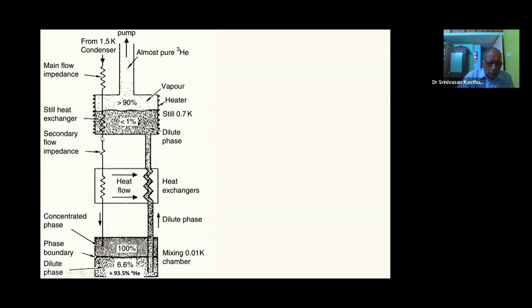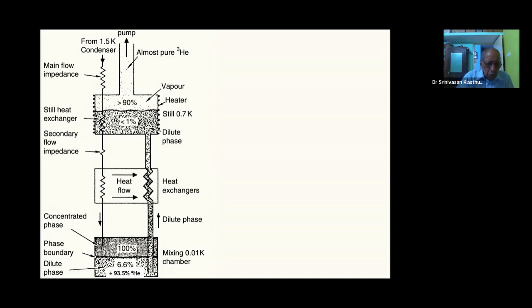It has a still, a heat exchanger, then cools down. Then again a secondary flow impedance. Then you have another heat exchanger. And then you have a mixing chamber. In the mixing chamber, the concentrated phase is on the top because its density is lower. And then it mixes into a mixture of 6.6% helium-3 and 93.5% helium-4.